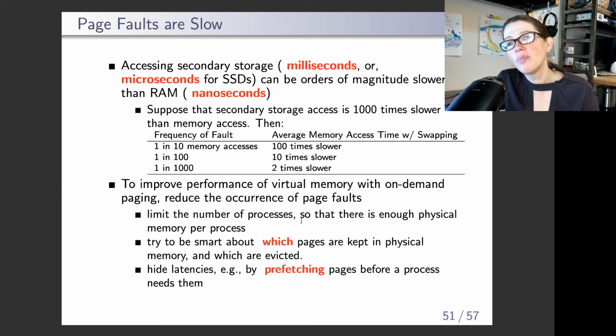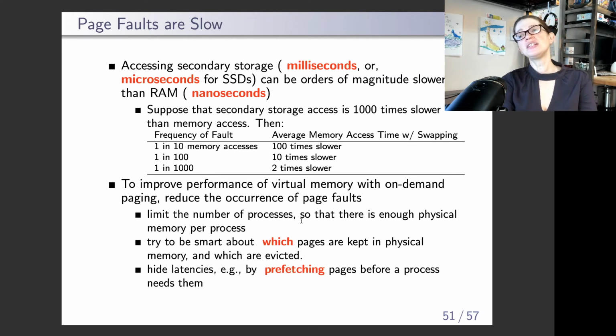And I don't know about you, but if I have a program that's supposed to be almost instantaneous and it takes over a minute and a half, I'm going to throw my computer out the window, which may not be an inappropriate reaction, but I think you get the point. If we have one page fault for every 100 memory accesses, then our program is 10 times slower. 1 in every 1,000, now we're only 2 times slower. And for 1 microsecond to 2 microseconds, I can handle that. That's okay.